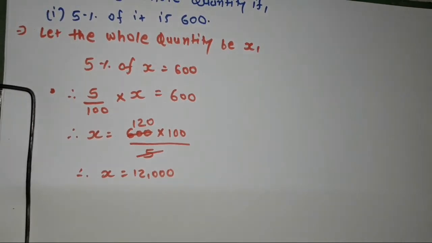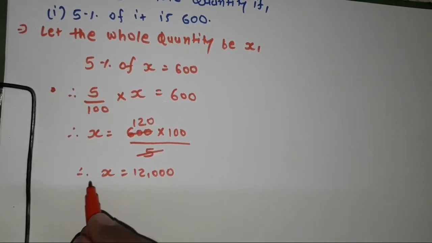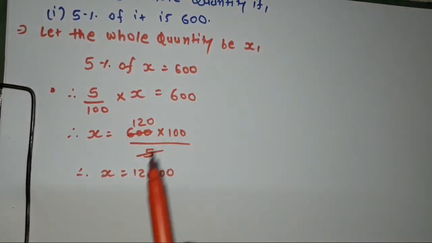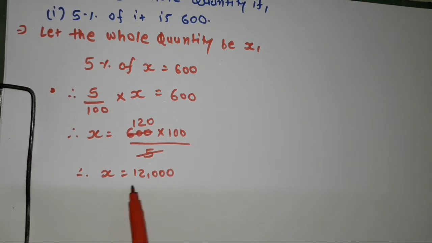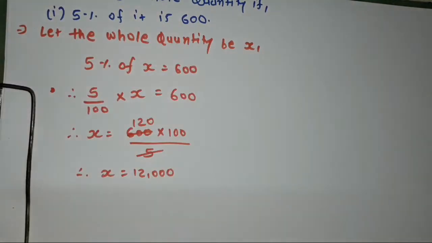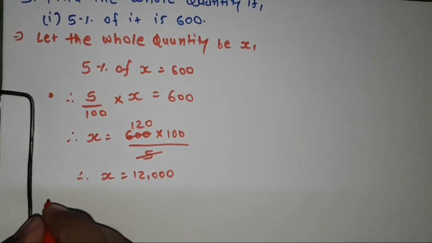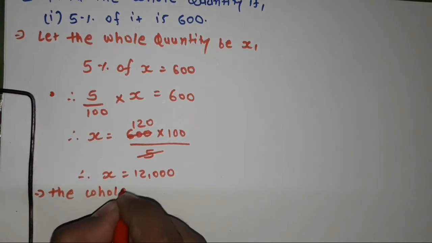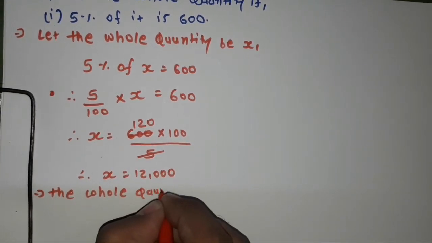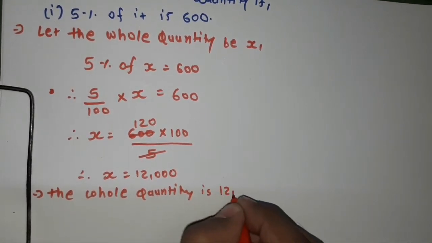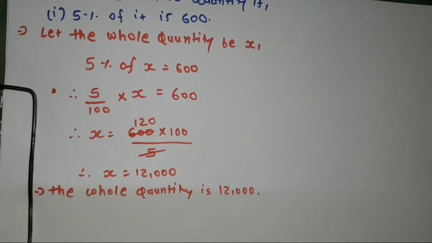So what does this 12,000 represent? This 12,000 is the value of x, and we let the whole quantity be x. So this x is our whole quantity. So 12,000 is the whole quantity whose 5% is 600. At last we can write that the whole quantity is 12,000. So this is how we have to do this type of question.